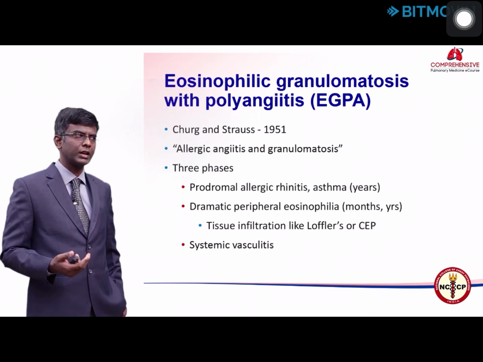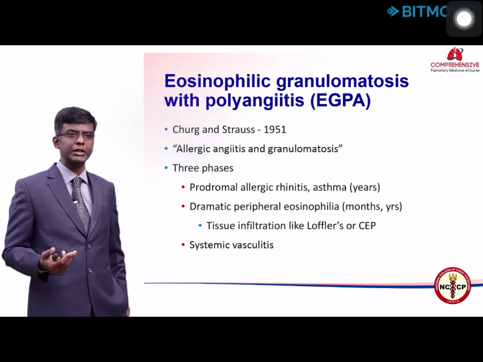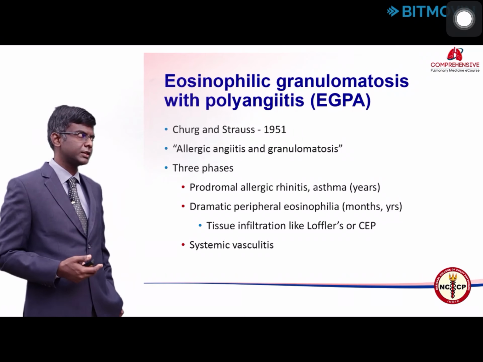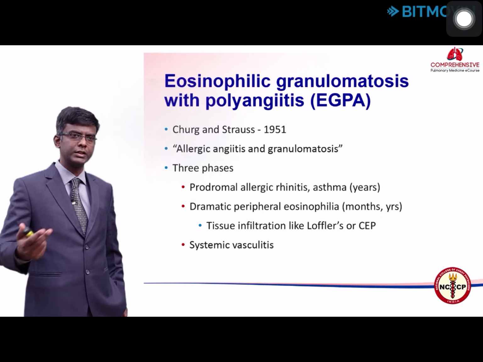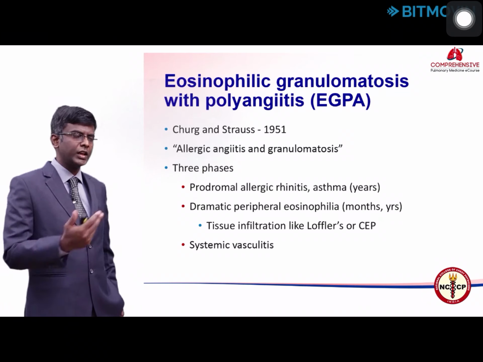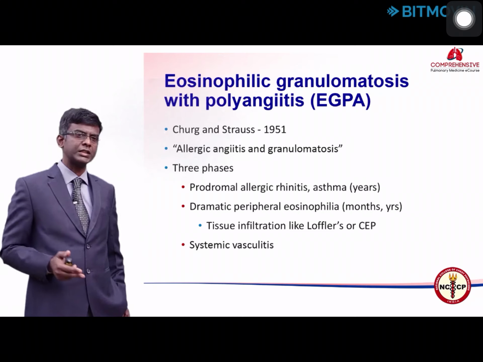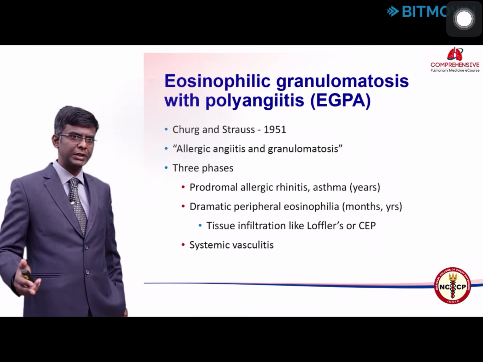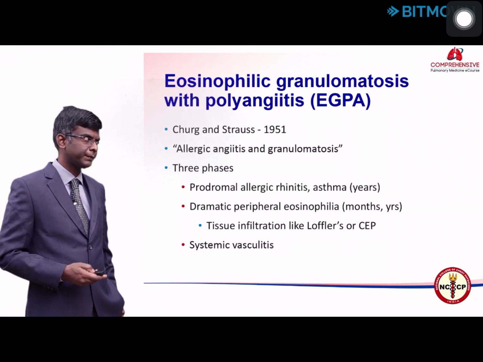The next important condition is the eosinophilic granulomatosis with polyangiitis, otherwise called EGPA. It was first described by Churg and Strauss in 1951, and for decades till recently it has been called the Churg-Strauss syndrome. And in between it was called allergic angiitis and granulomatosis. Now the accepted terminology is EGPA, eosinophilic granulomatosis with polyangiitis.